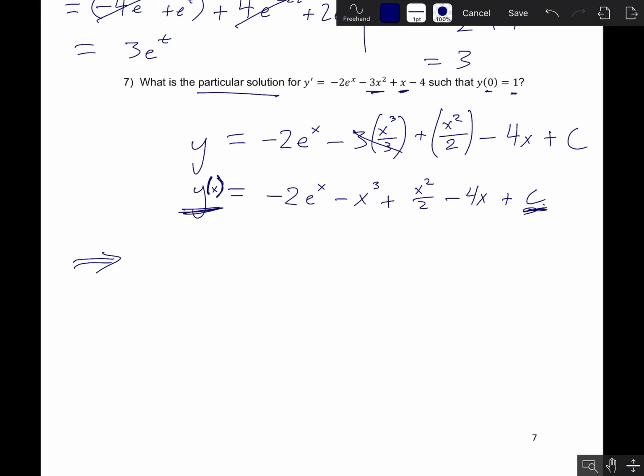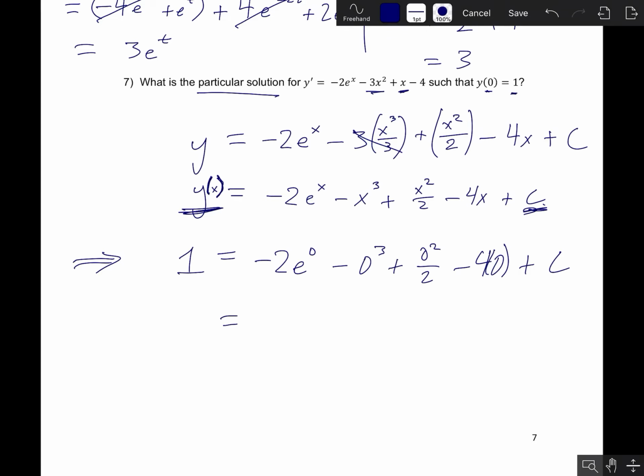But here it's important that what we're saying is that y evaluated at 0 equals 1. In other words, the y value is 1 when the x value is 0. So the left side of this equation should become a 1. That's the y value. And the x value that we're plugging in should be a 0. So this would be a negative 2e^0 minus a 0 cubed plus a 0 squared over 2 minus a 4 times 0 plus c.